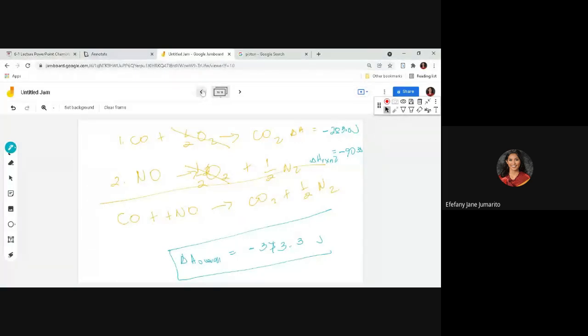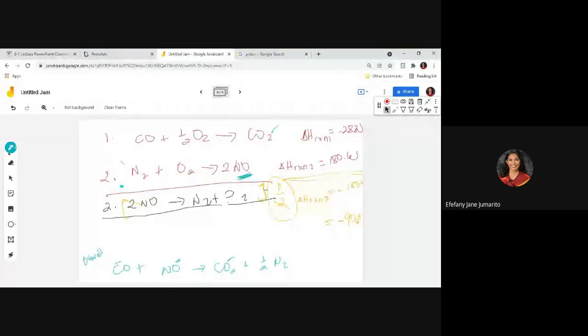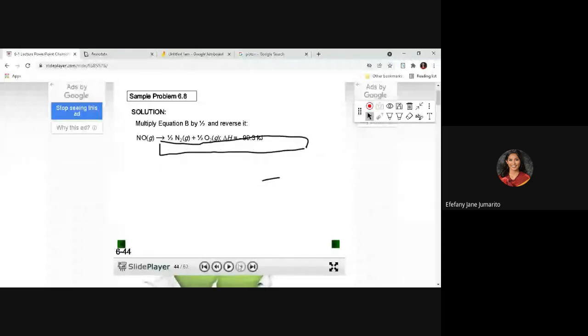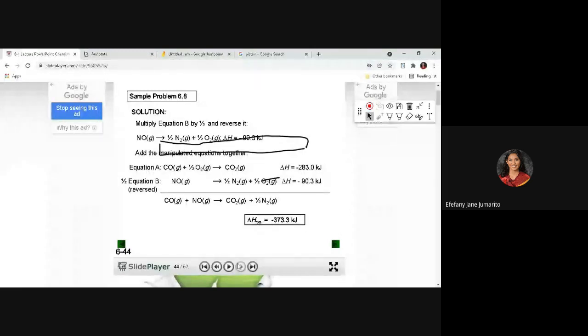Okay. So, whatever you do to a reaction, if you multiply it by 2, the heat enthalpy will also be multiplied. If you reverse it, you reverse the sign of the value. If it's positive, then it will become negative. That's Hess's law. Okay, so we have, oh, all right. We have the same answer.